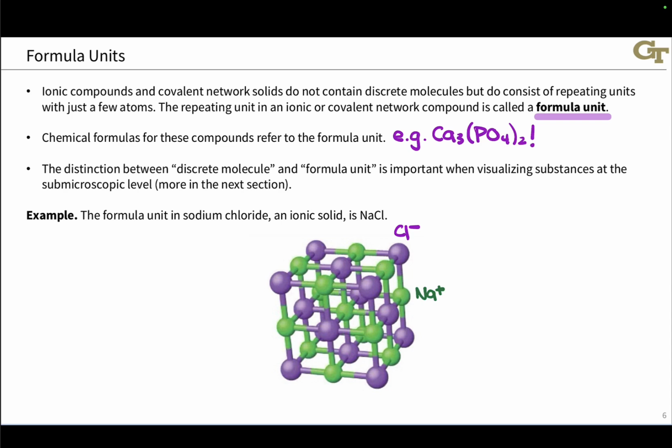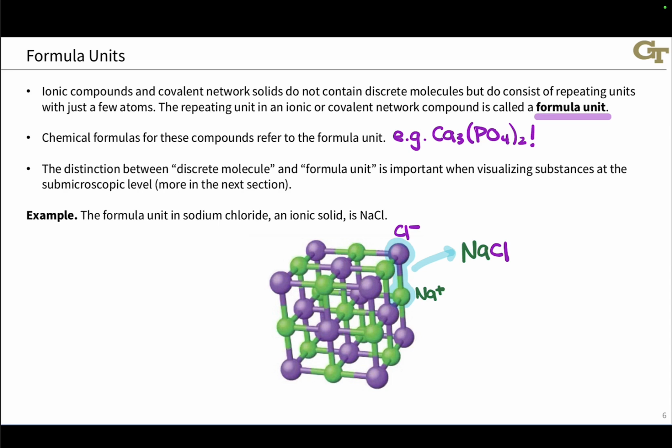And that is the repeating unit, right? If you stare at this long enough, you'll realize all the substance is just an infinite lattice of Na+ Cl-, Na+ Cl-, Na+ Cl-. And so the simplest unit within the very large lattice of ions is one Na+ and one Cl-, which we can put together into the chemical formula NaCl.